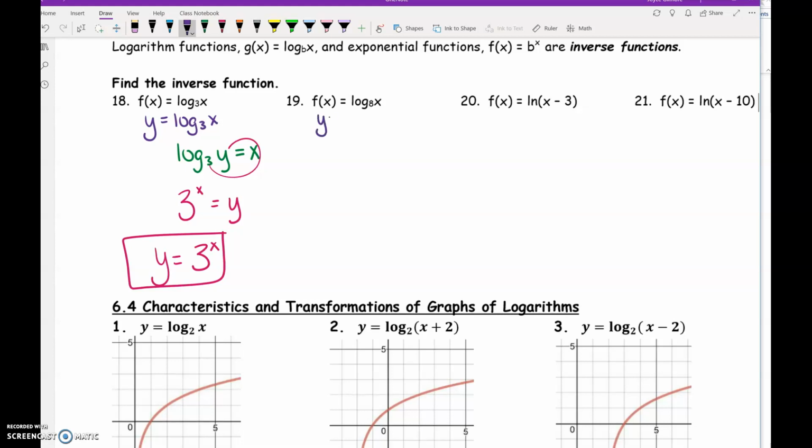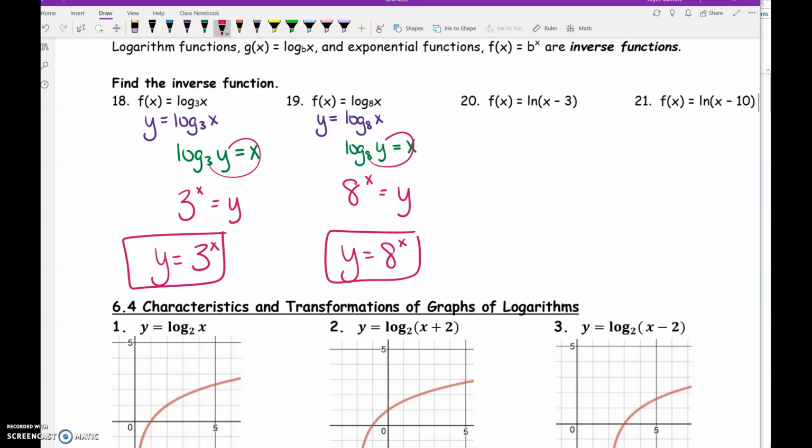Okay, so this is y equals log base 8 of x. We're going to switch that to x equals log base 8 of y. And then I'm just going to write equals x on the other side because it's easier to do that log ride going to the right. Woo! 8 to the x equals y. So our inverse is 8 to the x.